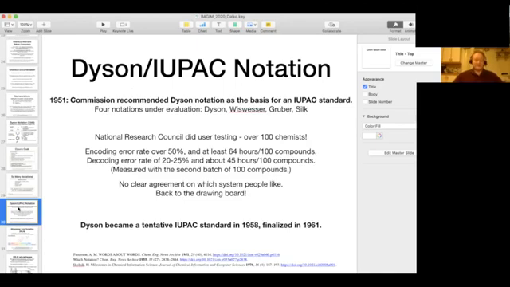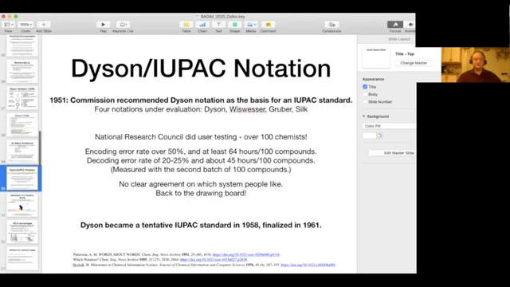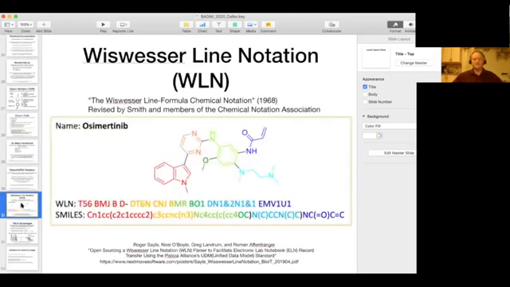Eventually, the Dyson notation became the tentative standard in 58 and was finalized in 61. And almost nobody used it. A few people did. Dyson went over to Chemical Abstracts and they used it there, and a few other people did too. But almost everybody who knows about the older notations before SMILES knows Wiswesser Line Notation, WLN.